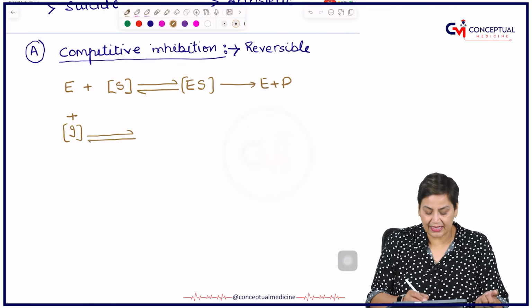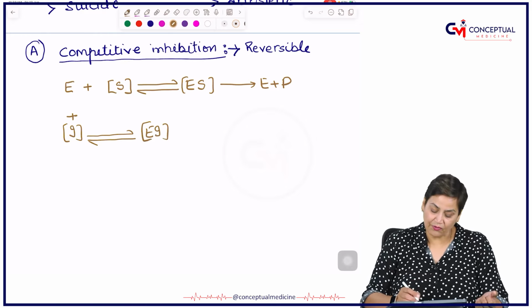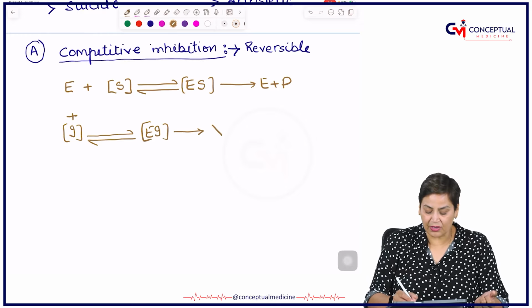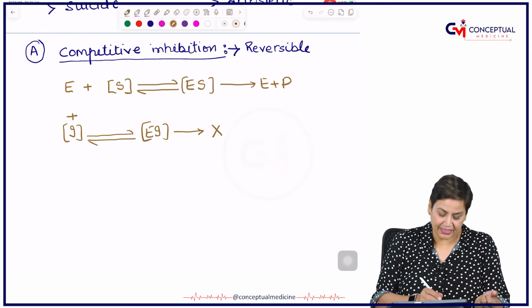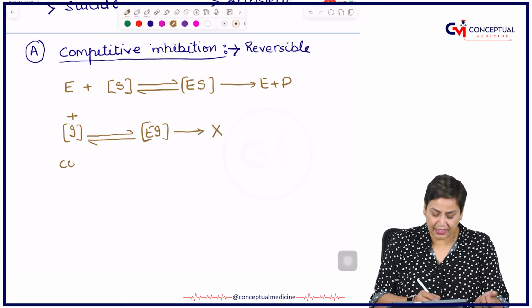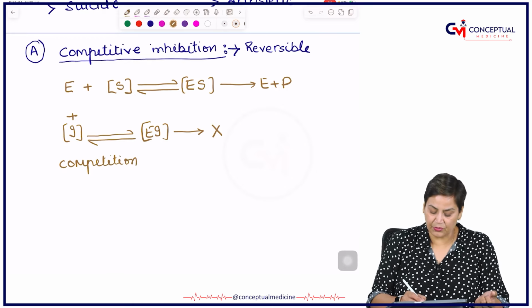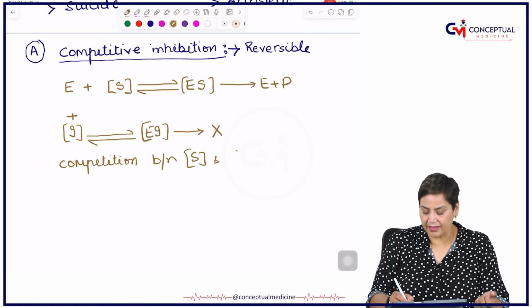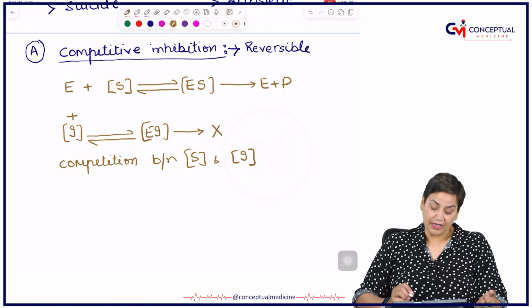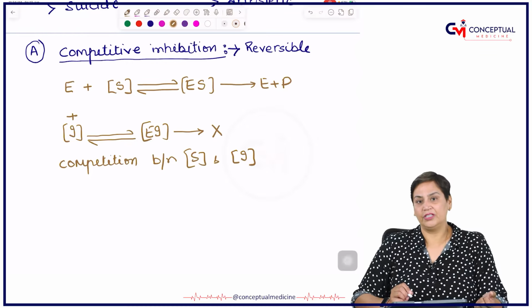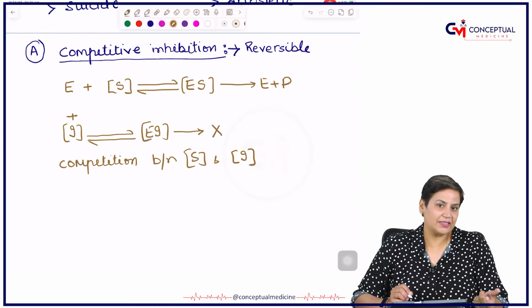So we can say that an enzyme-inhibitor complex will be produced. So obviously the desired product will not be there. Okay. So I can simply say that there is a competition between the substrate and the inhibitor. Now the question is, if there is a competition, what will happen to the kinetics of the enzyme?